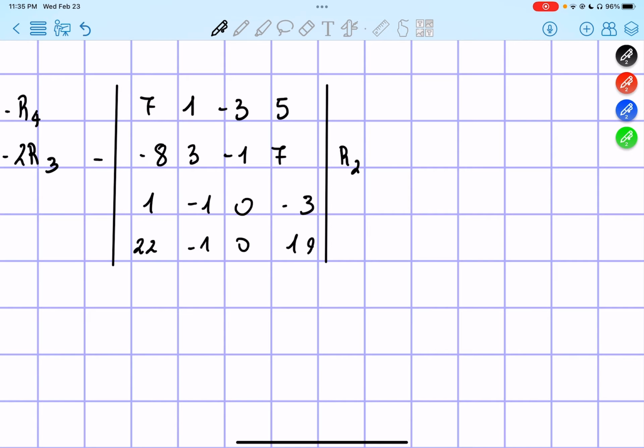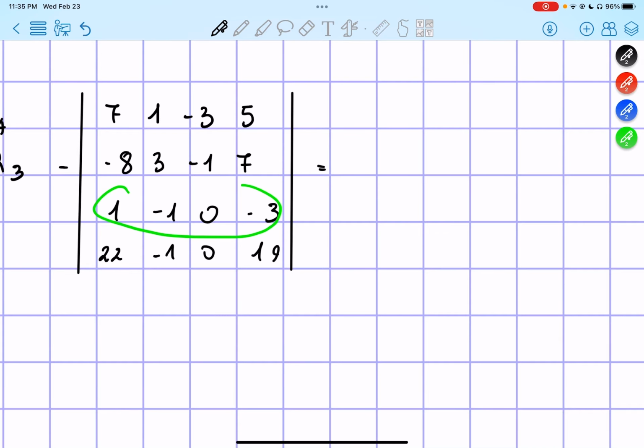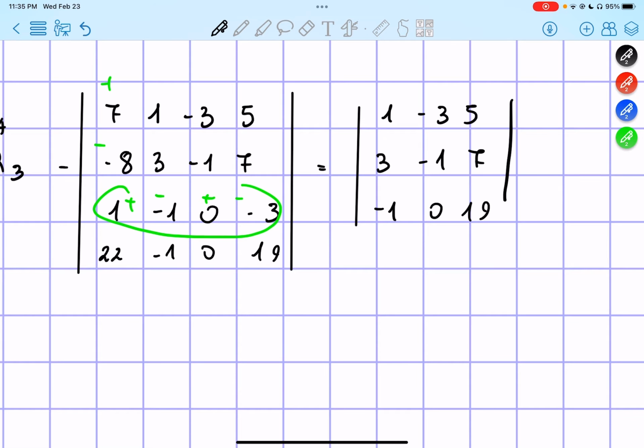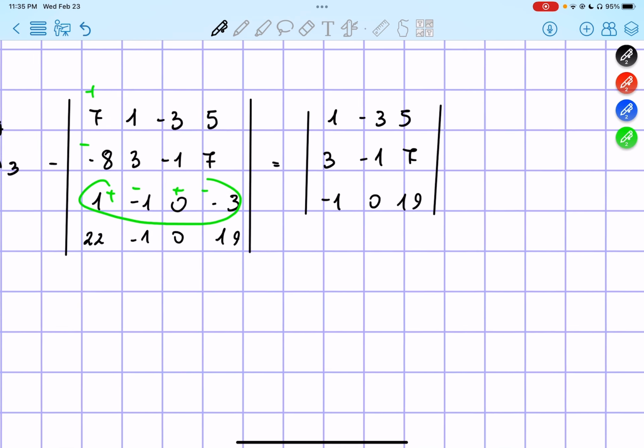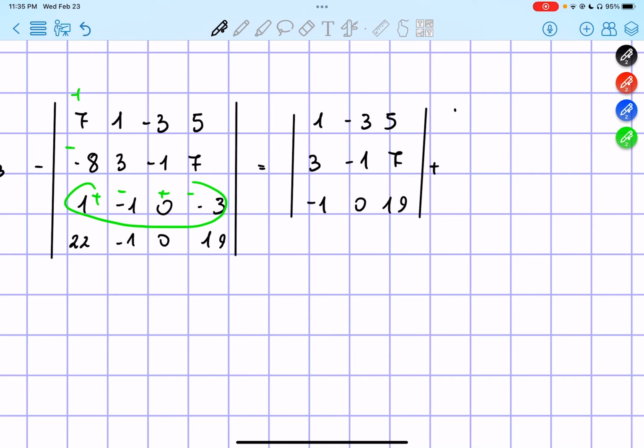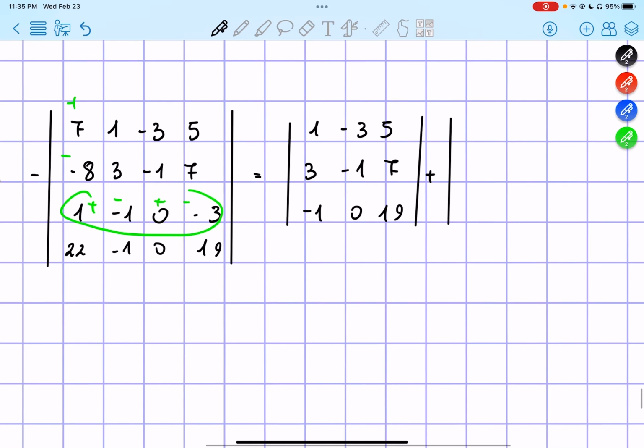I can do row 2 plus, no, actually, you know what? Let me just do a development with the third row, because I see there's a lot of 1s and even a 0. So it equals, well, we're gonna have plus, minus, plus, minus, plus, minus. So I'm gonna have a plus 1 of the rest, which is 1, -3, 5, 3, -1, 7, -1, 0, 19.